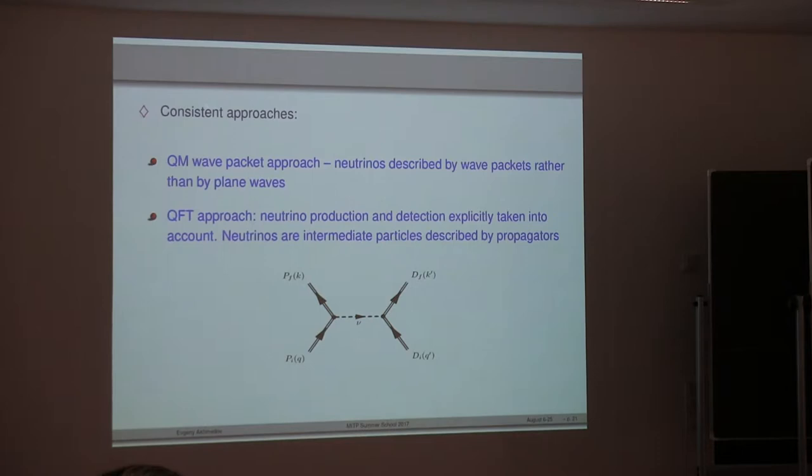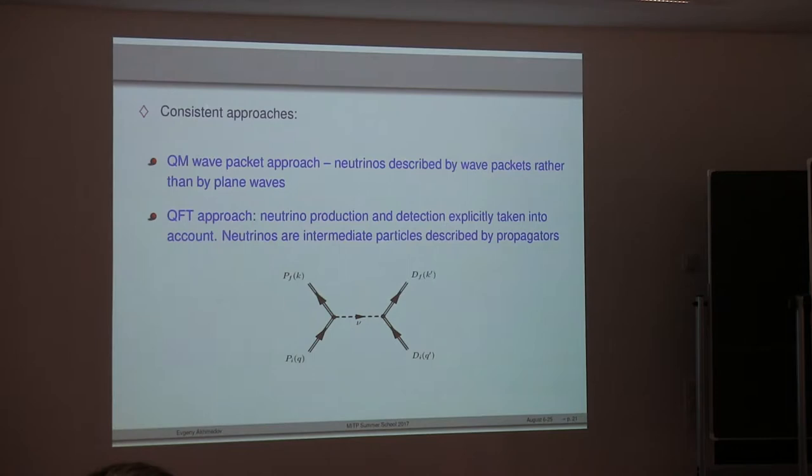I wrote just one particle here, but it's a collection of all particles in the initial state. If it is a decay, that's just one particle, but if it is a collision, then more than one, and the same for final states. We describe the total process, neutrino production, propagation, and detection, by a Feynman diagram like this. By doing this, we can extract the oscillation probability from the probability of the overall process, under some conditions. It's not always possible to extract it. Unfortunately, I will not have time to discuss this quantum field theory-based approach. I will only concentrate on the first one.